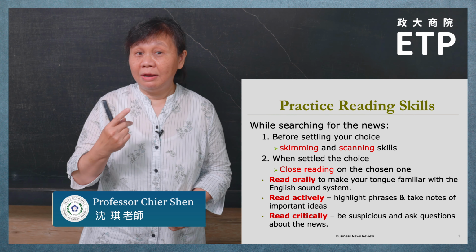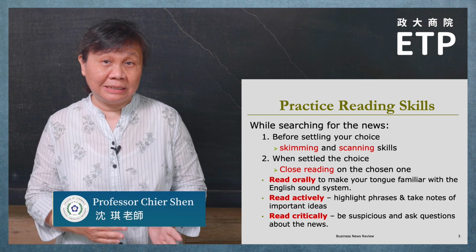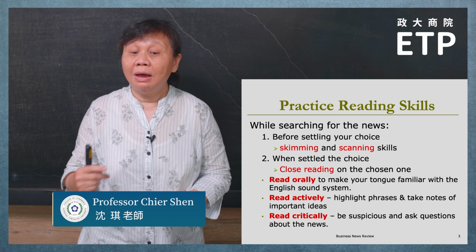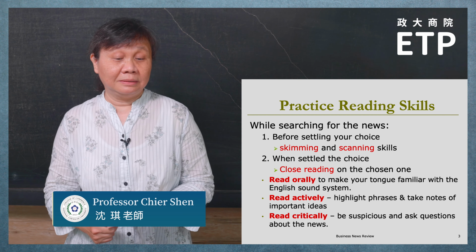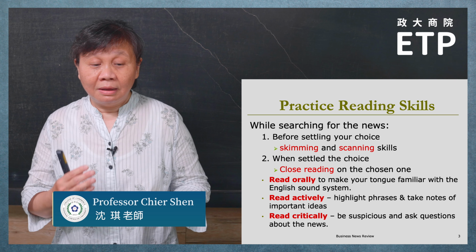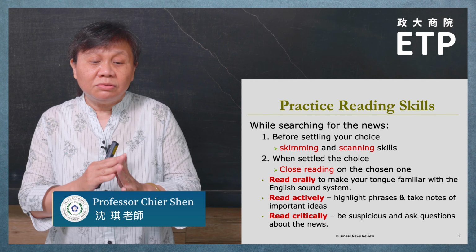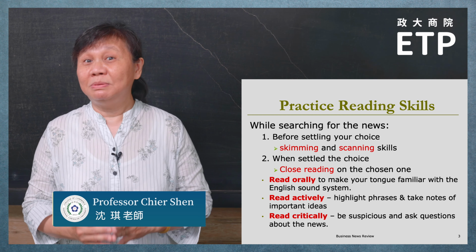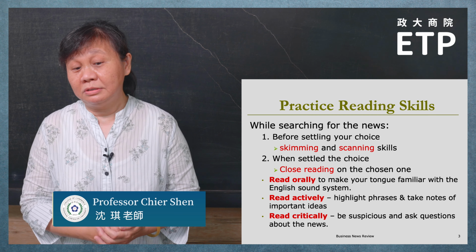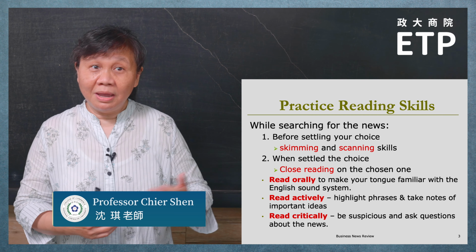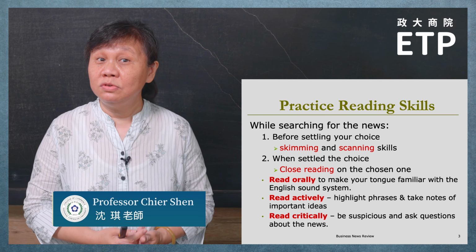And then you read it actively. This is to ensure you understand the news. So you highlight some phrases, take notes of some important ideas about the news. And the last part of the reading is to read it critically. You don't have to 100% believe what you read. Be suspicious, be curious about what you've read. They might have some bias about the news. You need to have your own judgment.